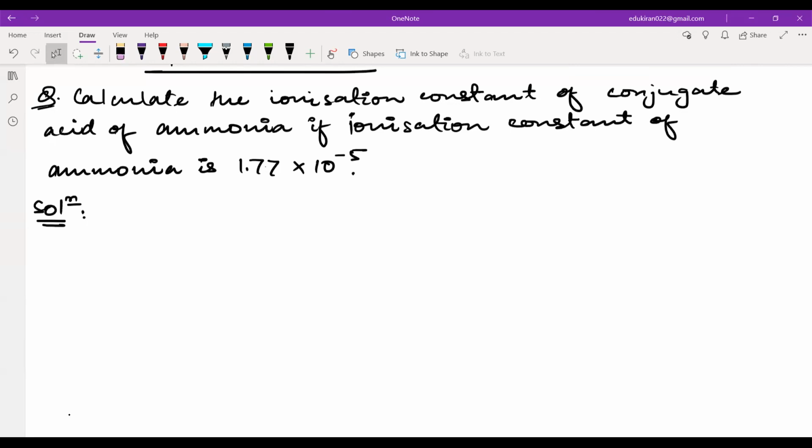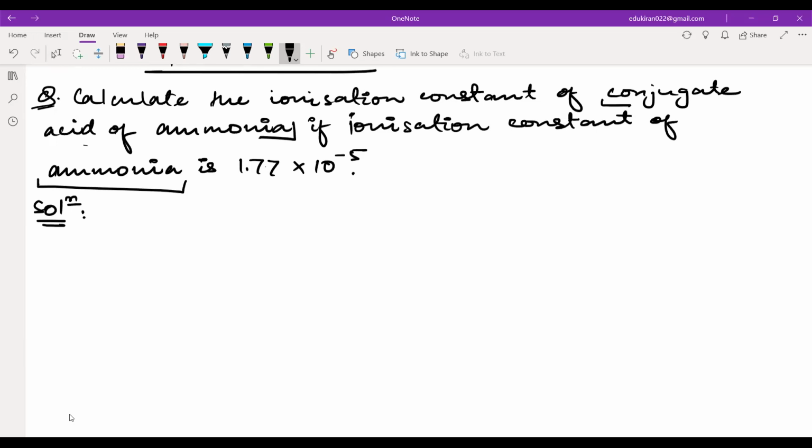Yes, sir. I wrote the question. Wrote the question? Okay. I hope no one has the urge to just write the answer as 1.77 into 10 to the power minus 5. Please, if you read this question properly, they are asking you to calculate the ionization constant of the conjugate acid of ammonia, and they have given the ionization constant of ammonia. So these are two different species, conjugate acid of ammonia and ammonia.